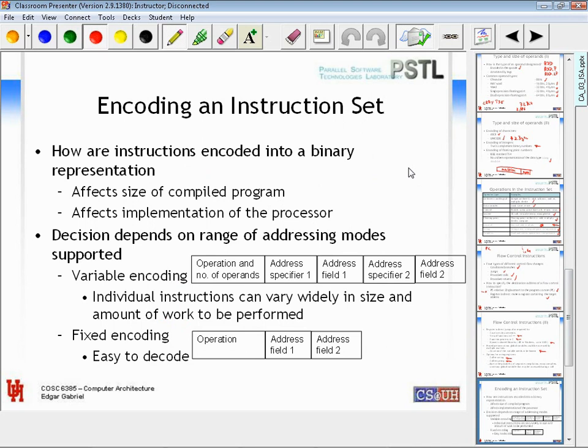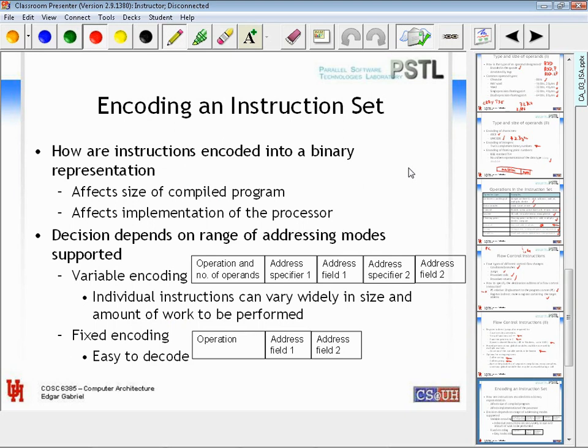And the question now is, we have different addressing modes, if you remember back, with immediate addressing, displacement, etc. The question is now, how do you use a certain number of bits for an instruction in order to specify all of those options? There are two ways on how to do that.